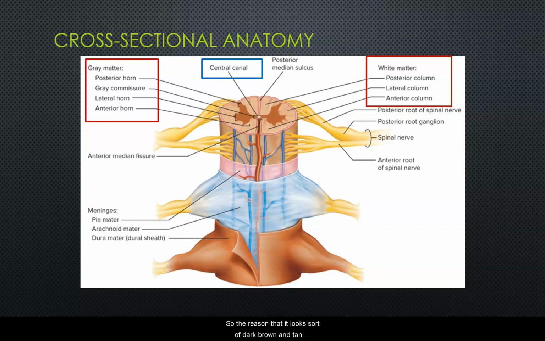So the reason that it looks sort of dark brown and tan instead of gray and white is that when you do histological study of nervous tissue, it is often stained with silver compounds. And those silver compounds give gray matter a brown tint and white matter a tan tint, as you can see in this image on the screen.